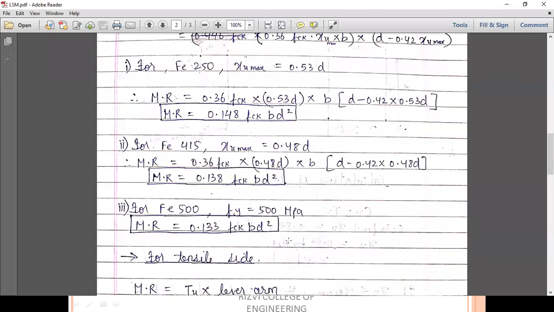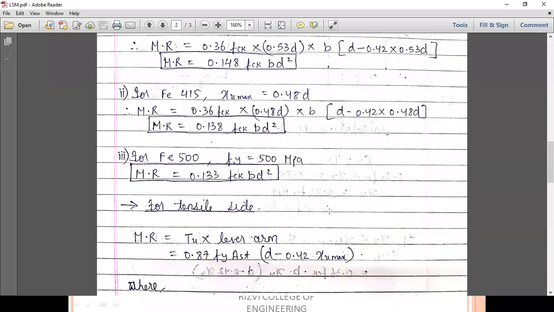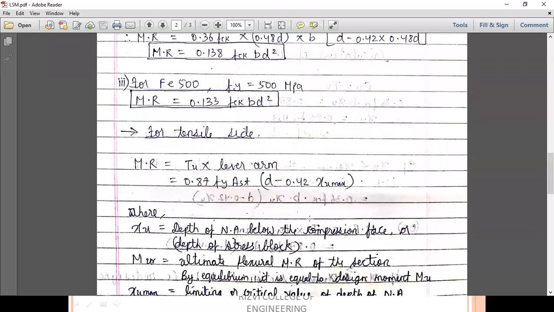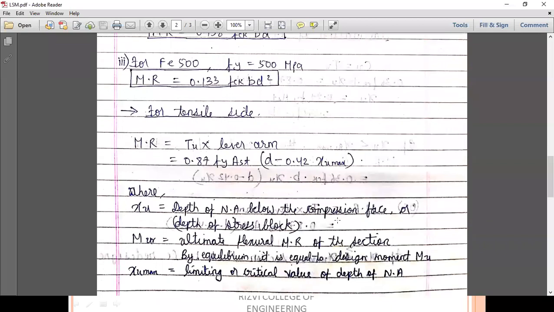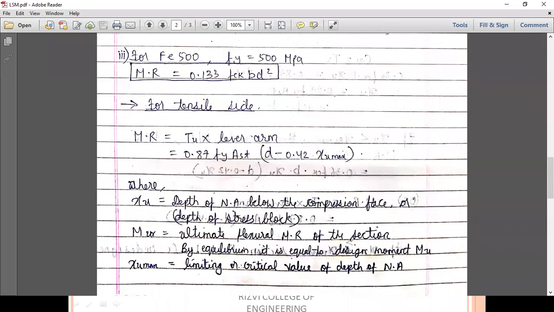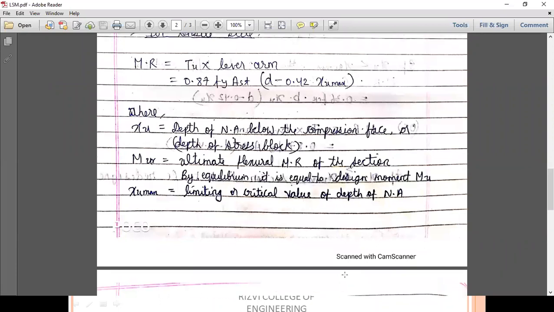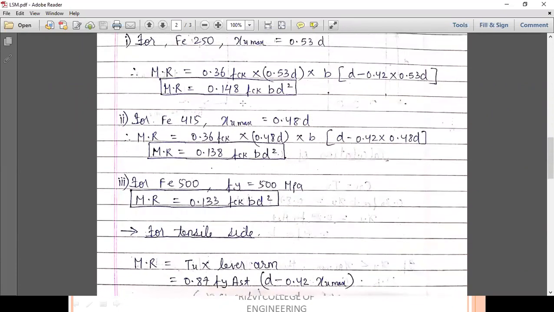Similarly, for the tensile side, what will it be? MR is equal to Tu into lever arm. What is Tu? 0.87 fy into Ast, that is stress into area, and lever arm is D minus 0.42 Xu, where Xu is the depth of the neutral axis and MR is the ultimate flexural moment of the section, and Xu max is the limiting or critical value of the depth of the neutral axis. Is this understood to everyone? How did we get MR?